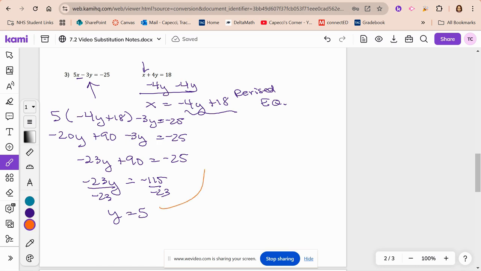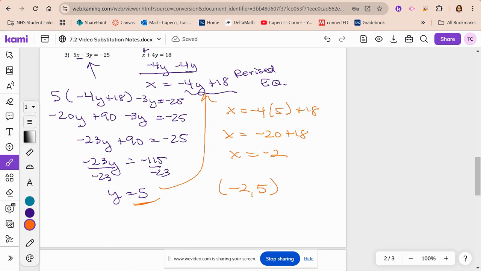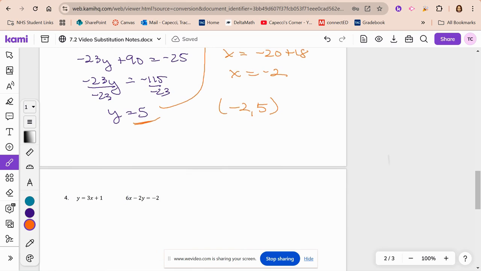Okay? Now, I'm going to go back to this revised equation because I need to know what x is. So x is equal to negative 4 times y, I've already solved that y is positive 5, plus 18. So x is equal to negative 20 plus 18. So x is equal to negative 2. So I have (negative 2, positive 5) as my solution to the linear system, which would be the point of intersection. Okay, if you want to take the time to check it, you can. You can pause the video and check it, but we're just going to keep moving to get to all the different types of problems we have.